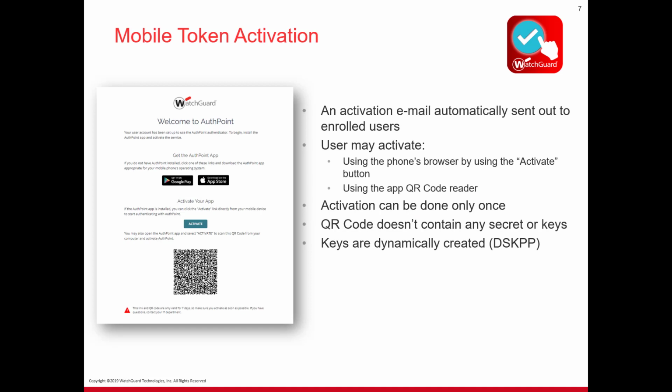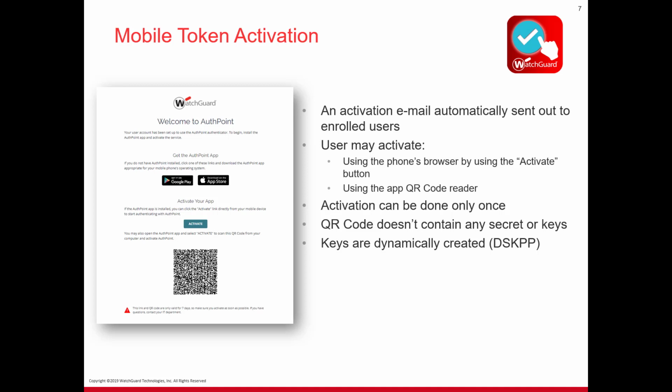And how easy is it to activate a token? That's very easy. Once a user is added to AuthPoint, which can be done in a couple of ways, by manually creating the user or by synchronizing with Active Directory or any other LDAP server, an activation email is sent to the user. The activation email will show where to download the app from, and you can easily activate a token in a couple of seconds in two ways.